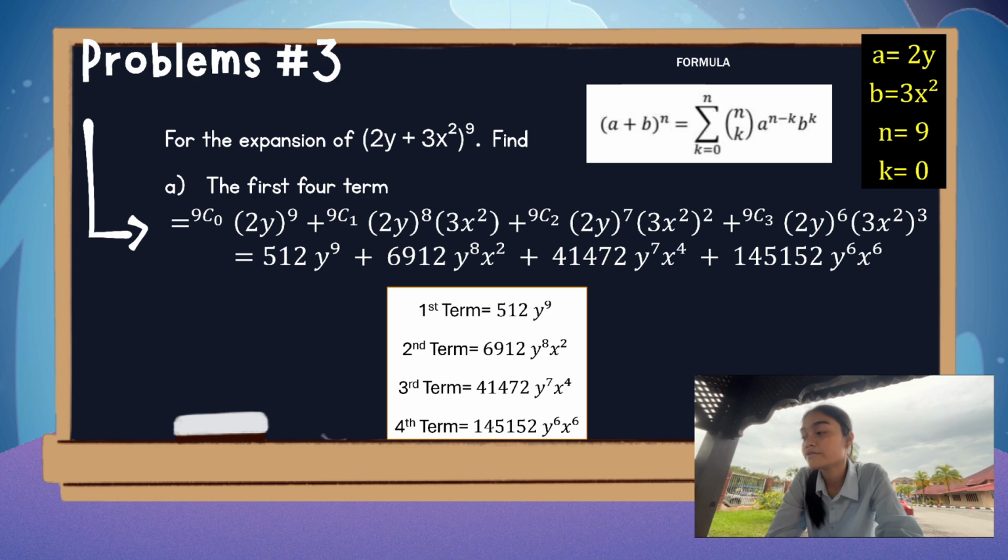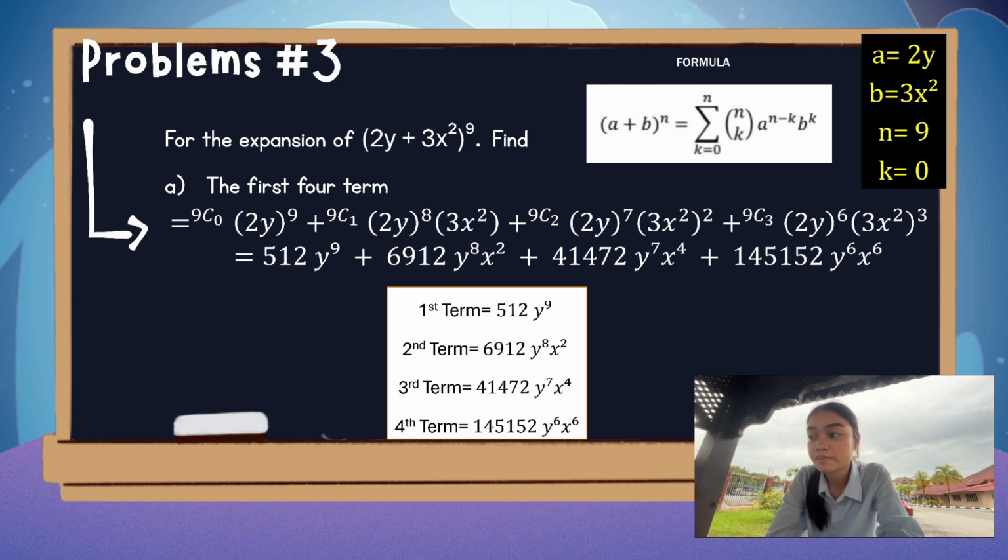For the first term, 9C0 multiplied by 2 to the power of 9, we will get 512y to the power of 9. For the second term, which is 9C1, we will multiply by 2 to the power of 8, multiplied by 3. We will get 6912y to the power of 8 x to the power of 2. For the third term, which is 9C2, we multiply 9C2 with 2 to the power of 7, multiplied by 3 to the power of 2. We will get 41472y to the power of 7 x to the power of 4.